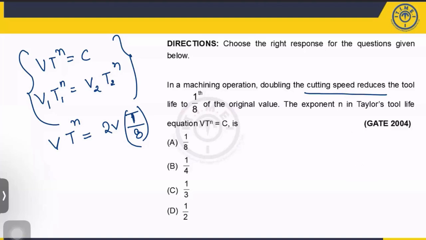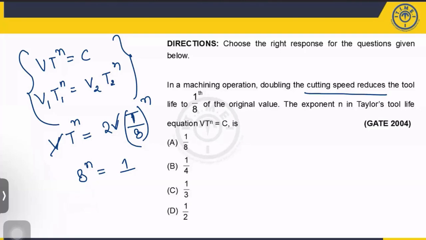When you are increasing the speed, the Taylor tool life is reduced to 1/8 of the original one, which is nothing but T. Now you have to calculate the n value. This V and V value will cancel out. Now a to the power of n is equal to 1, because T to the power of n will cancel out, which is nothing but 1 only. So a to the power of n is equal to 1. So you have to take log.